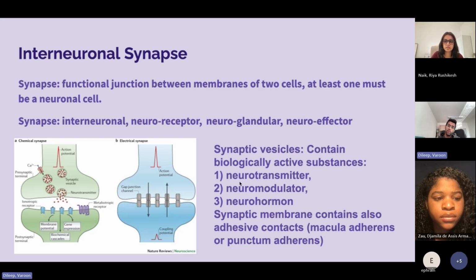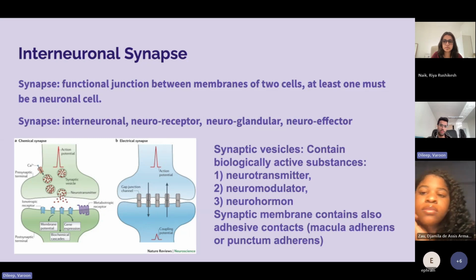One important thing to remember about the synaptic membrane, which is the area here, is that it has adhesive contacts like macula adherens or punctum adherens. Again, these are the Latin terms. These are nothing but glue-like sticky points and adhesive contacts, and they keep the synapse stable during signaling. So they just hold the synapse in its place.